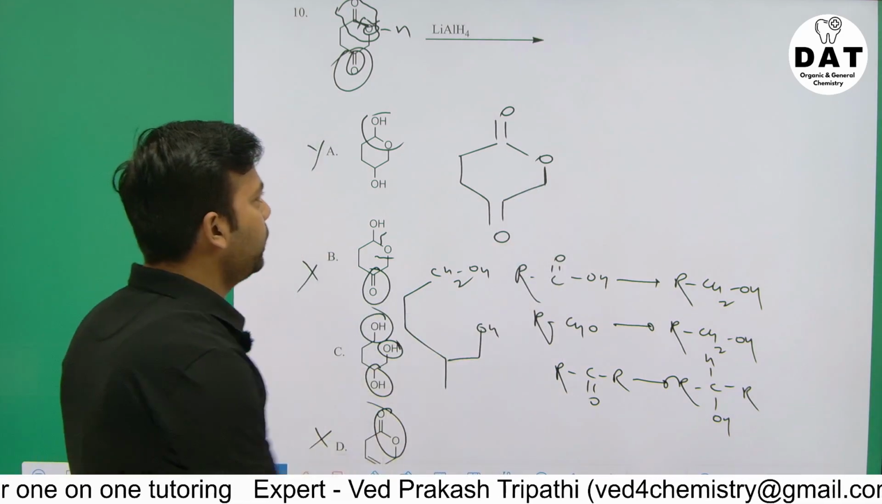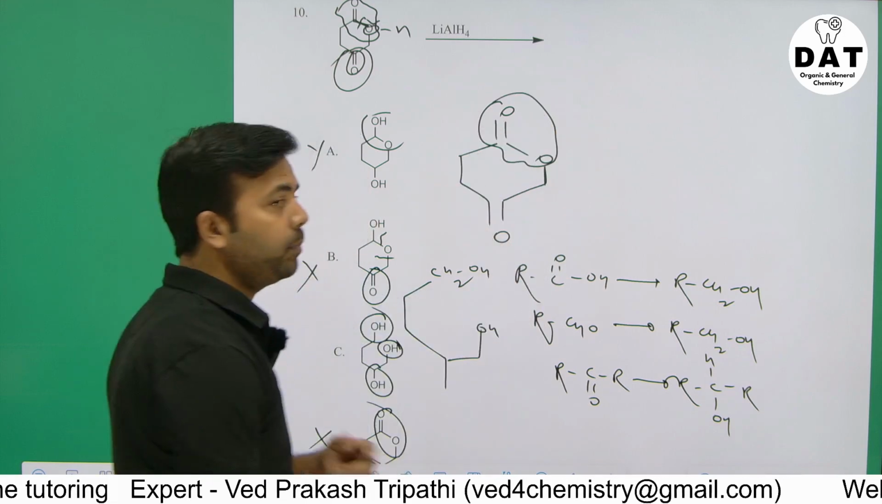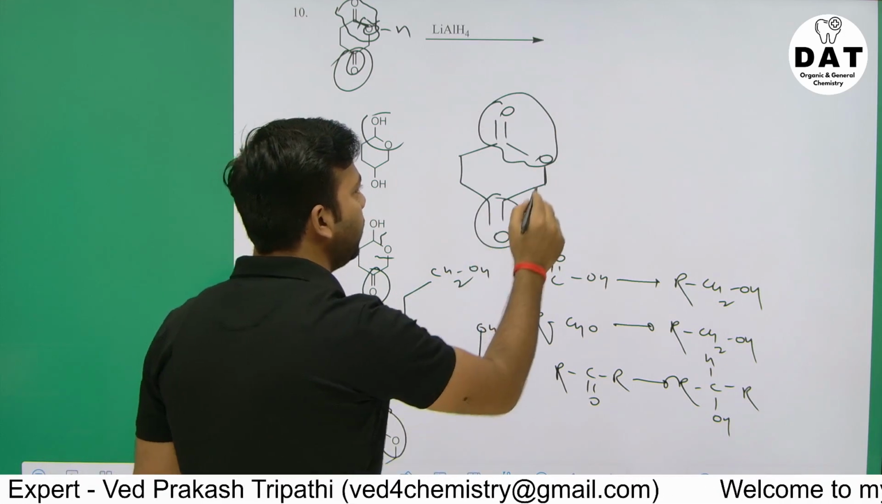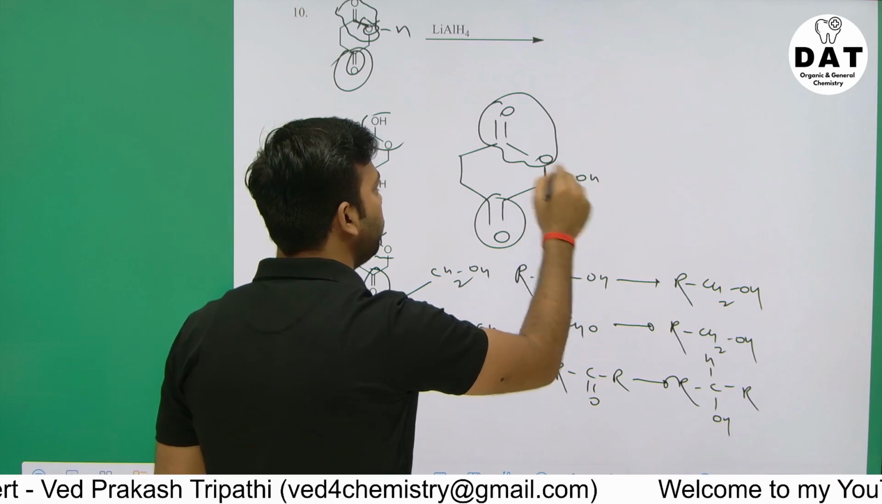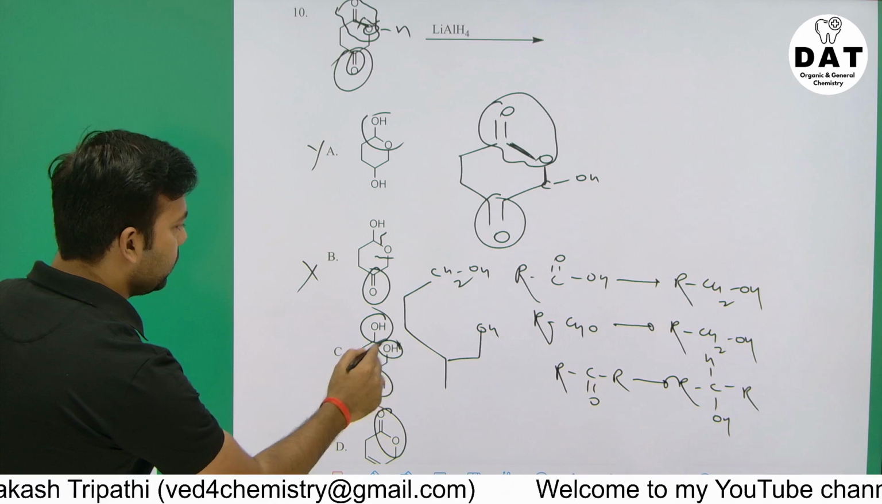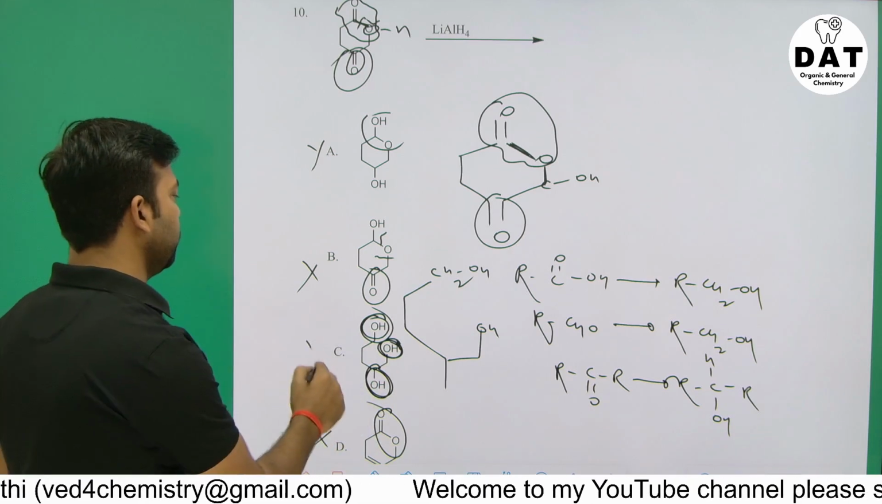So look at here, this entire group, this is ester, so it becomes primary alcohol, and this ketone becomes secondary alcohol, and here this carbon also becomes OH once you break this ester linkage. So as you can see, OH, OH, OH. Makes sense? So C is the right choice.